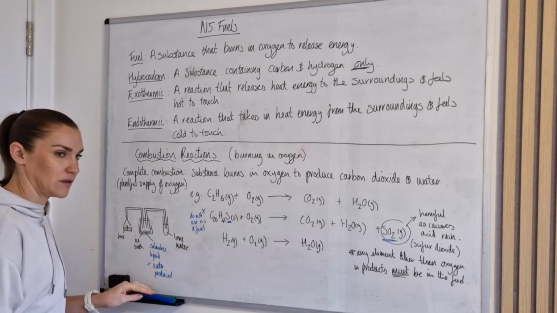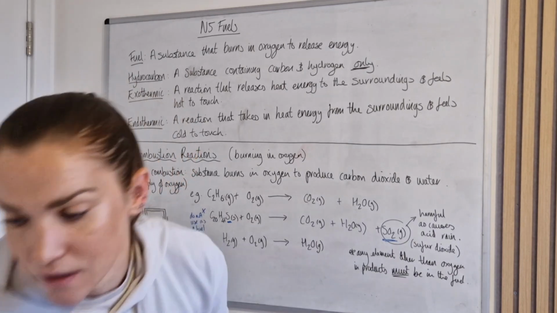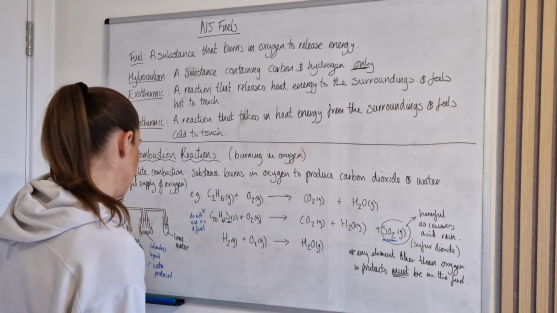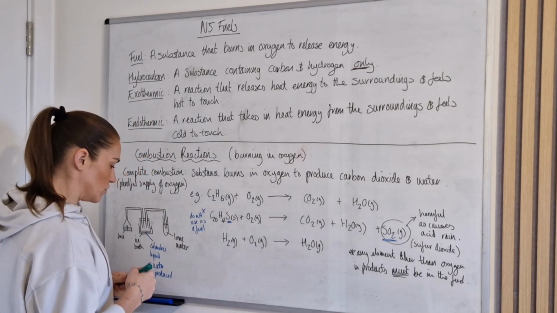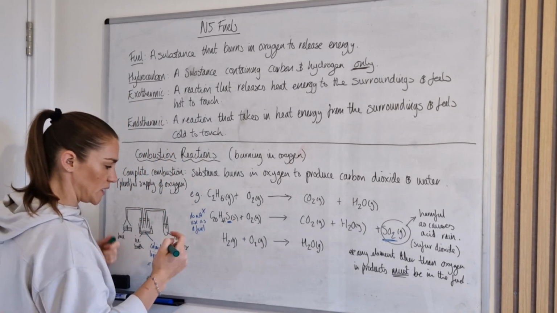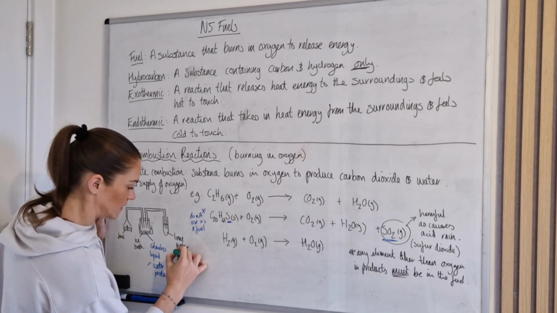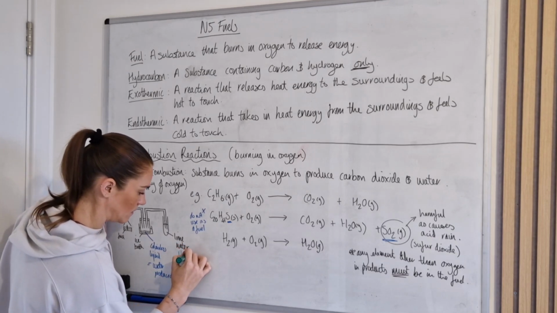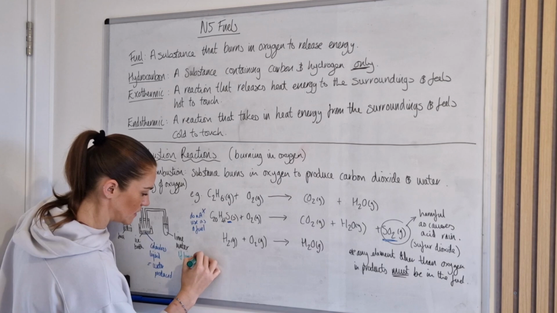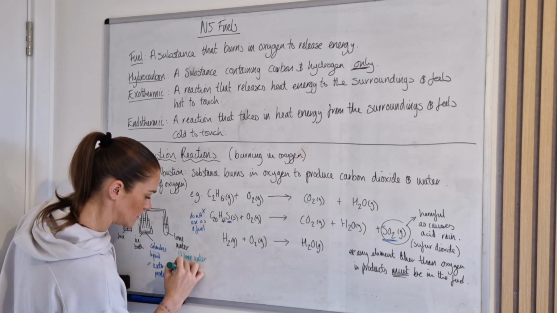Hopefully you remember that carbon dioxide turns lime water cloudy. So if the lime water goes cloudy, it means you've made carbon dioxide. If it doesn't, it means you've not made carbon dioxide.